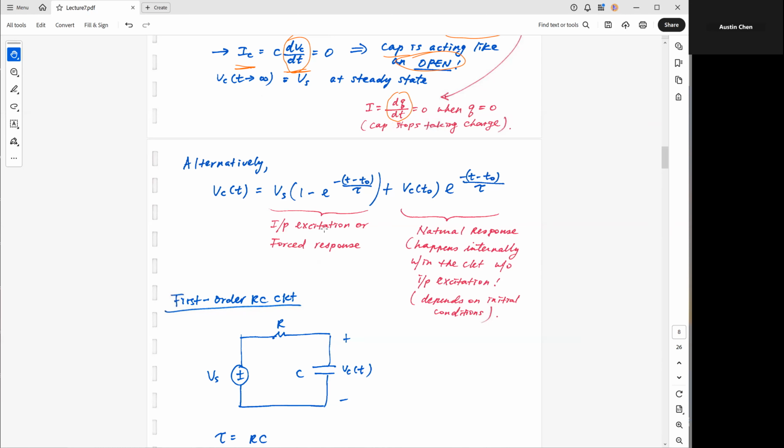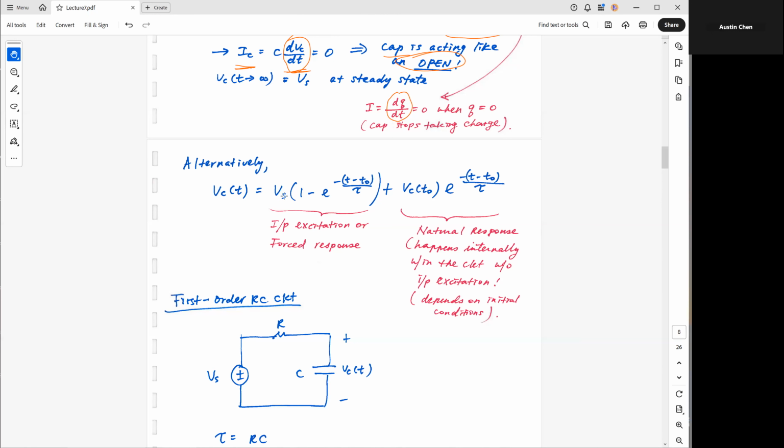But instead of using the steady state and the transient, perhaps you could use the forced response and natural response. The way you do it is you look for the term associated with Vs, because Vs is the final value, and this final value Vs is also your forcing function.